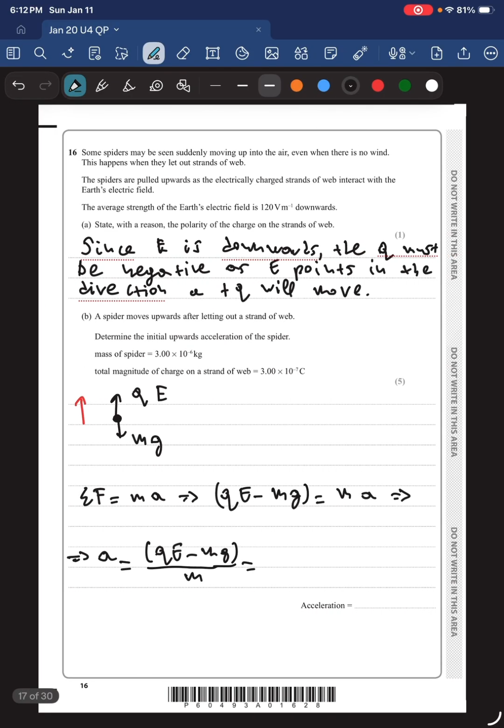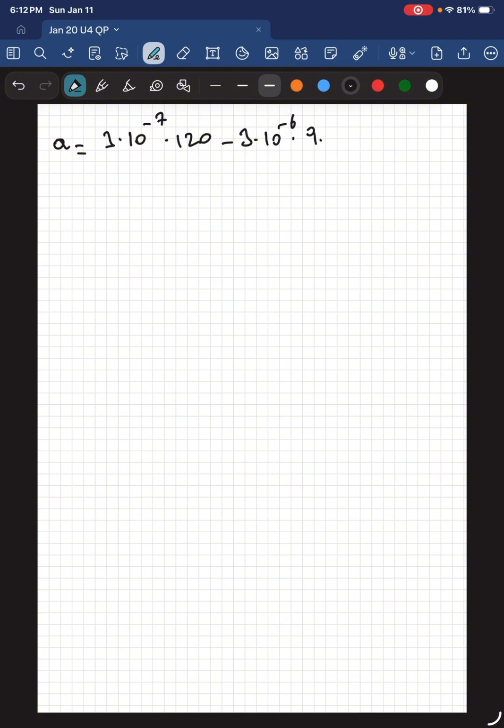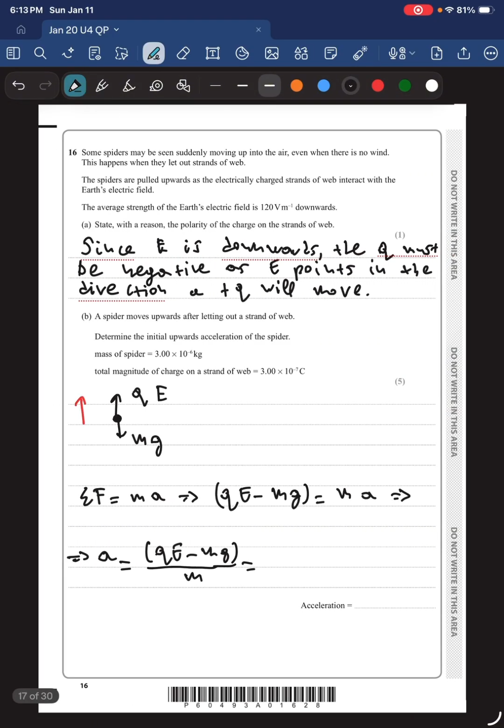So A is 3 times 10 to the negative 7 times 120. So this is the charge, this is the voltage, sorry, the electric field, minus 3 times 10 to the negative 6 kilograms, which is the mass, times 9.81 over 3 times 10 to the negative 6. And if we do this calculation, we find 2.2 meters per second squared, okay? Which is the acceleration of the spider, I'm sorry. Okay.